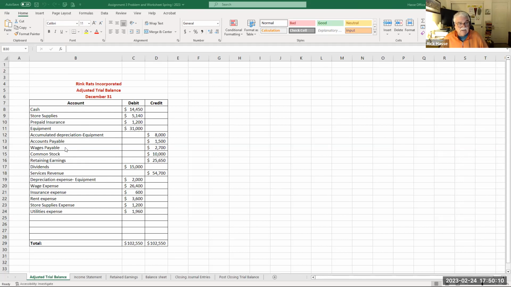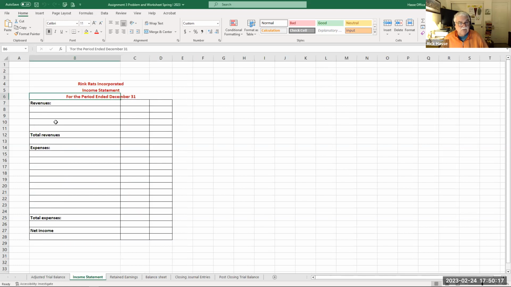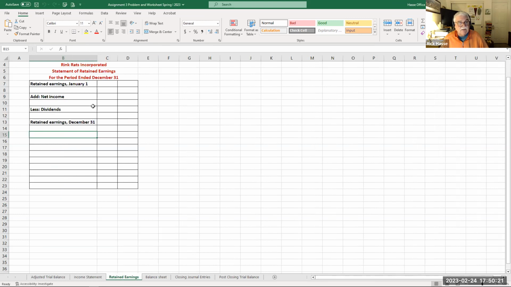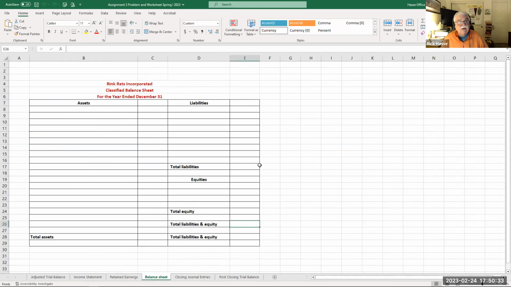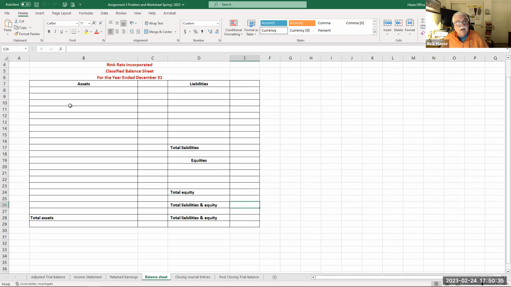So then you are to take the necessary accounts and prepare the income statement in this tab, filling all the information in and doing the arithmetic. Then you are to take that and do the retained earnings statement. Naturally, you'll have a balance coming forward, and then net income and dividends, and what's your new balance in retained earnings. That balance will transfer over to your classified balance sheet. Remember, I haven't set this up. You have to do that. Remember, break down current and long-term for assets and liabilities.